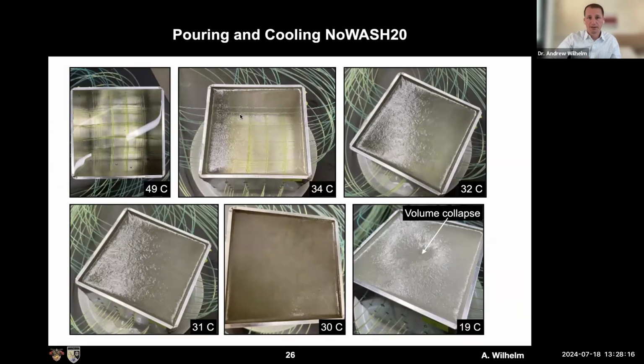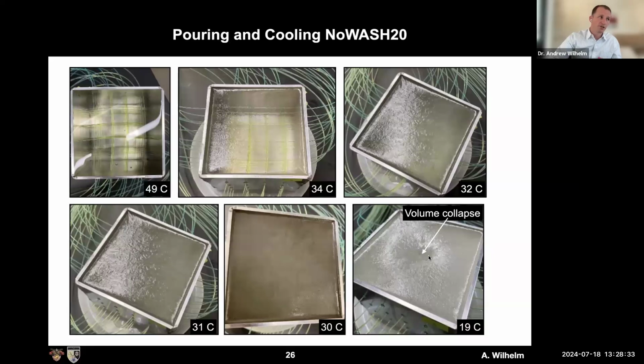As it cools, it starts to develop a skin on top, because it's cooling from the outside in. So that cools first, and you can see the start of that crystallization as the liquid becomes opaque. And then by the time it reaches room temperature, it is fully opaque, and you can no longer see the fibers inside.